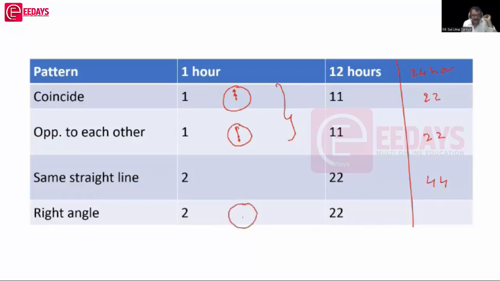What is the right angle? Here the minute hand shows here and the hour hand like this. Per every hour, 2 times. Per 12 hours, 22 times. But for 24 hours, that is equal to 44 times. You must remember this point. Okay, now go to the next question.